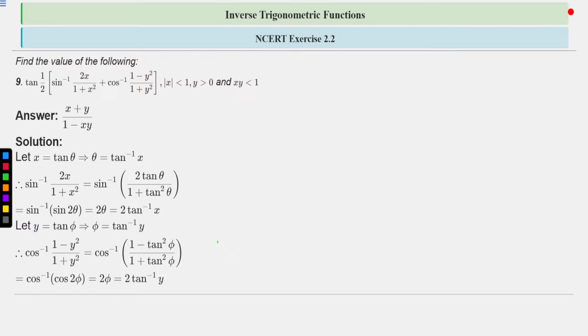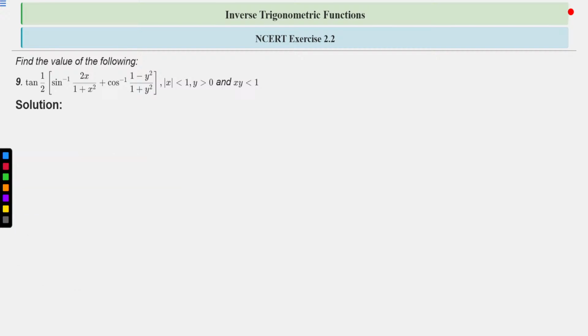So let us move forward. Now we can put the values of the given expression that we have got. Tan of 1 by 2, sin inverse 2x upon 1 plus x square plus cos inverse 1 minus y square upon 1 plus y square. What can we put? Tan of 1 by 2, 2 tan inverse x plus 2 tan inverse y.